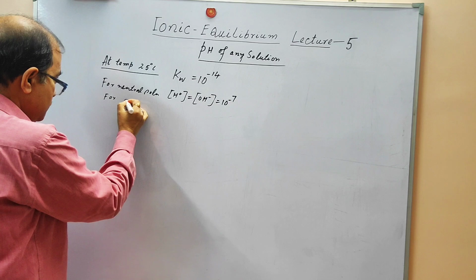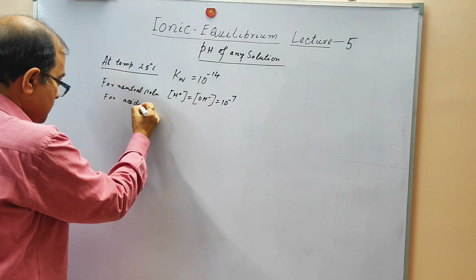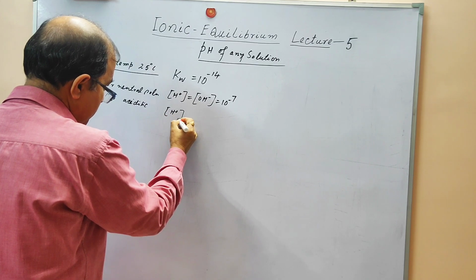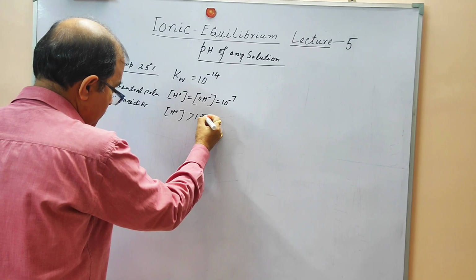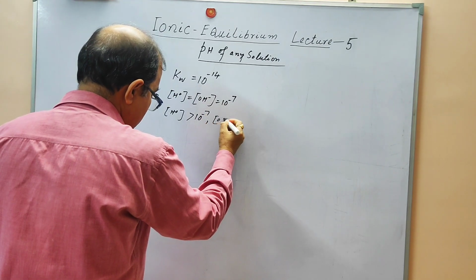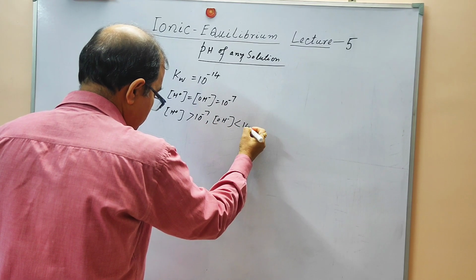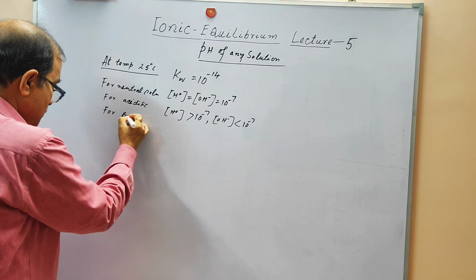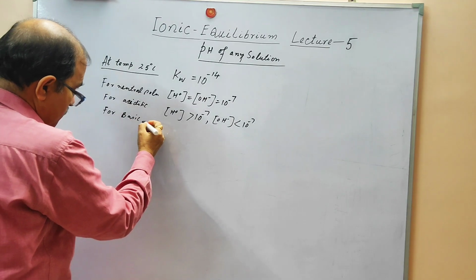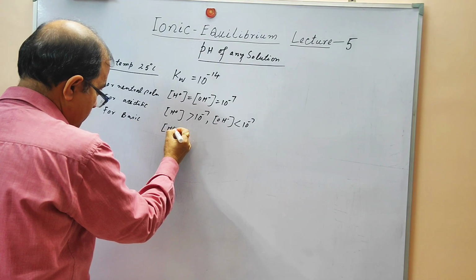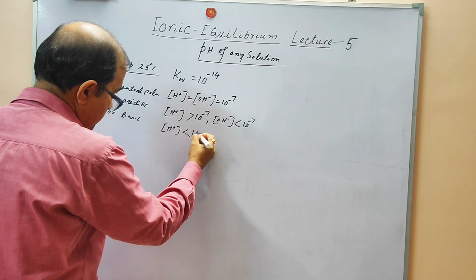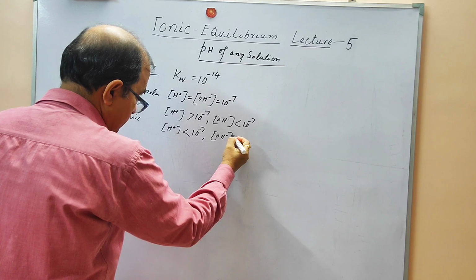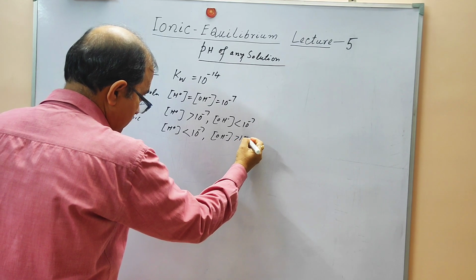For an acidic solution, the H plus ion concentration will be greater than 10 to the power minus 7 and the OH minus ion is less than 10 to the power minus 7 mole per liter. For a basic solution, the H plus ion is less than 10 to the power minus 7 and the OH minus ion is greater than 10 to the power minus 7.